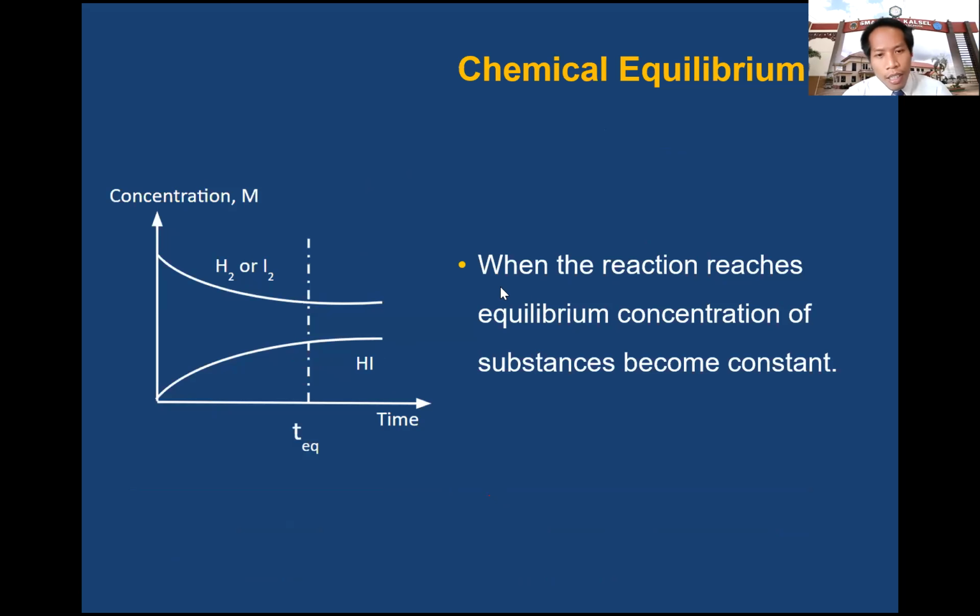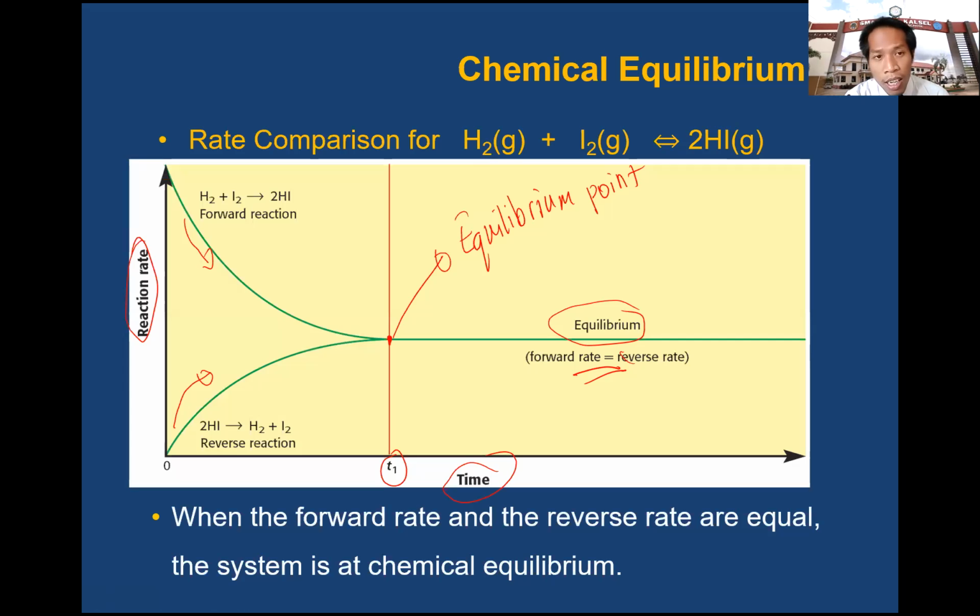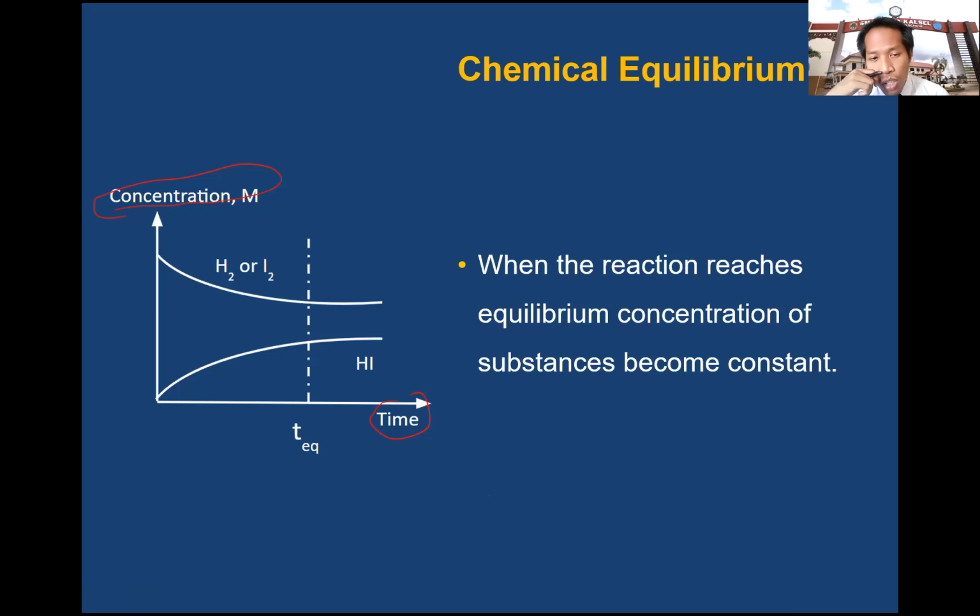All right. We have another graph here. This graph now is telling you the concentration versus time. So it's different from the previous graph. In the previous graph, we have reaction rate to the time. Here, concentration versus the time. In a forward reaction, the concentration of the reactant will decrease. As you can see here, H2 or I2 is the reactant, it is decreasing.